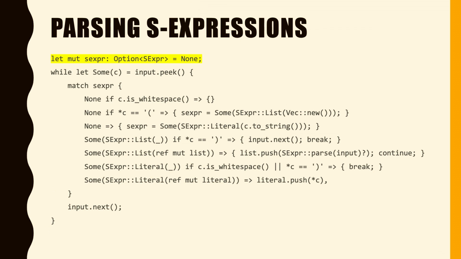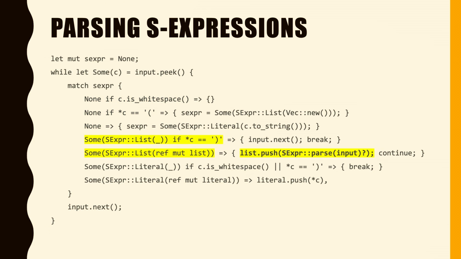We don't need to understand all the details of this parser, but a few things are worth pointing out. The first is that we only need a single state value, because an option over our S expression enum is rich enough to represent all the parser states. For instance, these non-branches are hit when coming in fresh, and haven't yet decided whether to parse a list or literal.